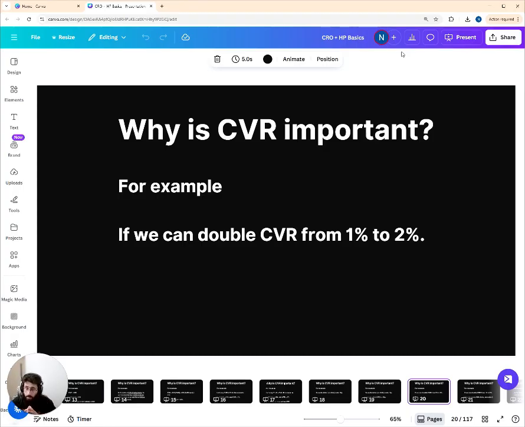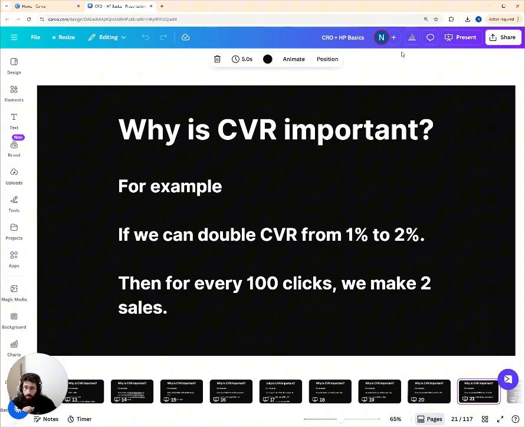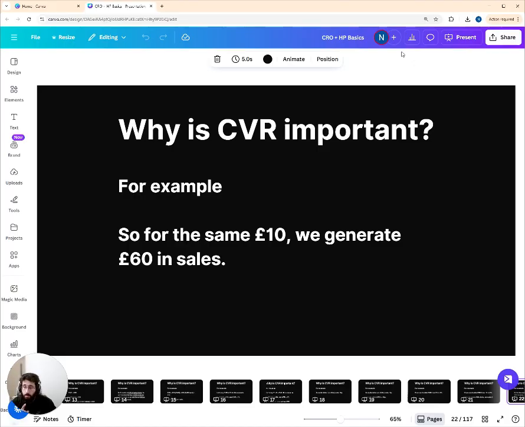Now, if we can double our conversion rates from that 1% to 2%, then for every 100 clicks, we start to make two sales. So before, we had 100 clicks to make one sale, whereas now if we can double our conversion rates, we can make two sales with the same amount of traffic. So for the same £10 of marketing spend, we can now generate £60 in sales. So we went from generating £30 in sales to £60 without spending more money on paid ads.